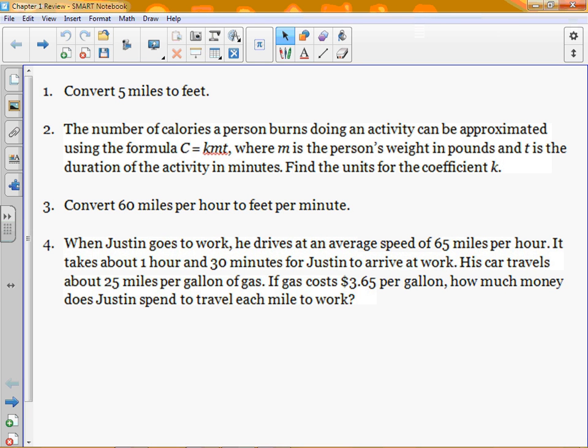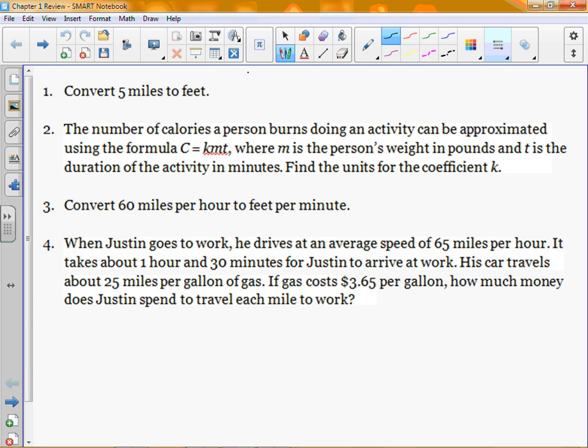All right. Here we're working on chapter 1 of 6 chapter review for our EOCT. It says convert 5 miles to feet. If I'm going to convert 5 miles to feet, the first thing I have to figure out is how many feet are in a mile.